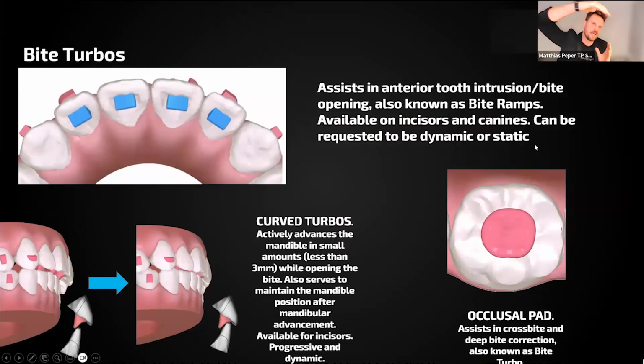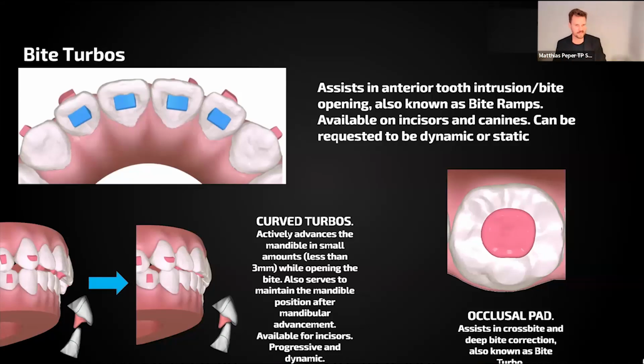So what does it mean? At the moment we correct the deep bite, the bite ramp is also changing the position to always have the same disclusion in the posterior area. We have these bite turbos. We have the curved turbos. So that means they actively advance the mandible in small amounts, less than 3 millimeters, while opening the bite. So this is interesting because it also serves to maintain the mandibular position after mandibular advancement. They are available for incisors, progressive and also dynamic.